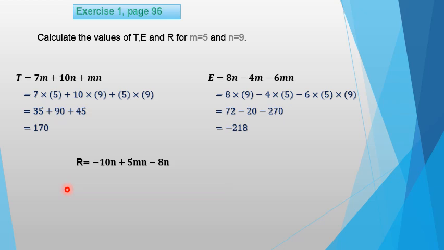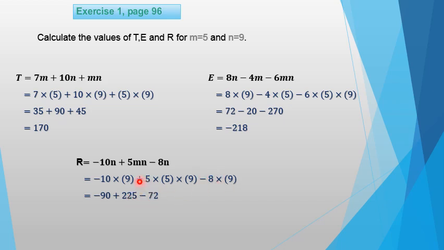Now, R equal minus 10N plus 5MN minus 8N. Again, let's replace M by 5 and N by 9. So it's minus 10 times 9 plus 5 times 5 times 9 minus 8 times 9. When we have multiplication, the priority goes to multiplication, not to addition and not to subtraction. So minus 10 times 9 is minus 90. 5 times 5 is 25 times 9. 25 times 9 is 225, minus 8 times 9 is 72.